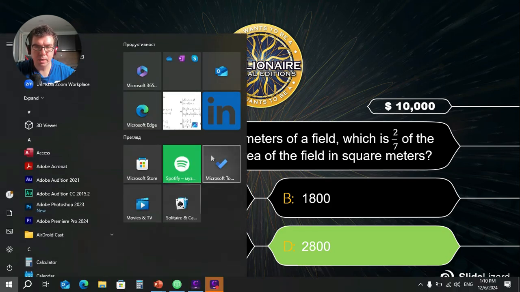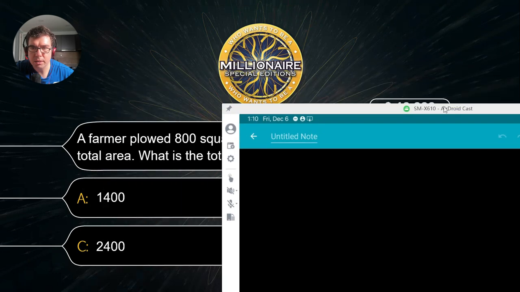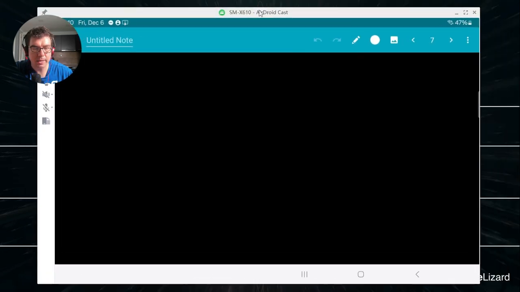So we know that the garden, which is 800 square meters, this is not a garden, this is a field. Okay, so 800 square meters of the field represent 2/7 of the total area, right? So 800 would equal 2/7 of, means times, A, the total area. Okay, so this 2/7 will go on the other side with division.